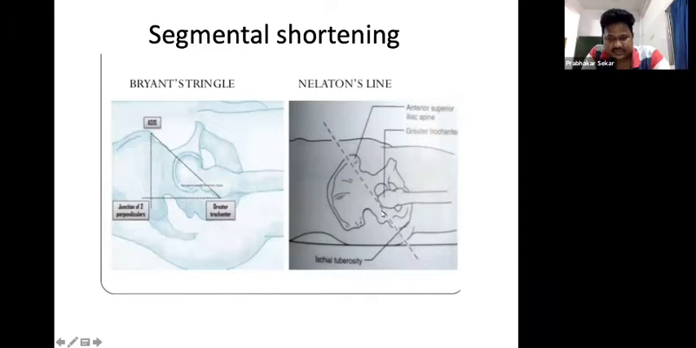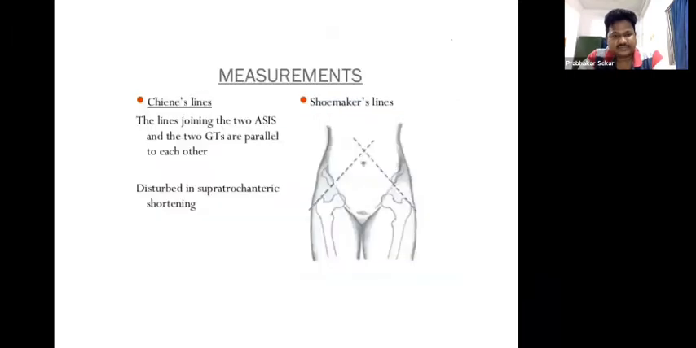Nelaton's line. Nelaton's line is the line joining the ischial tuberosity to the anterior superior iliac spine. This is done with the patient in lateral position, so the affected hip is on top. If you draw a line, and the GT touches it or lies below, then there is no deformity. If it goes up, then supratrochanteric shortening is present.